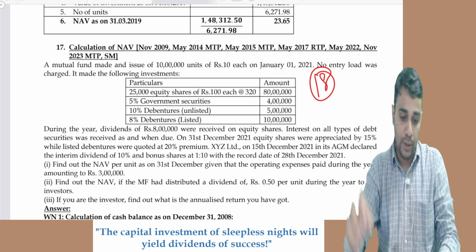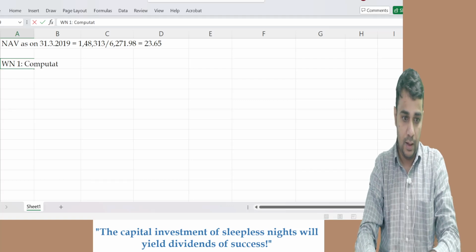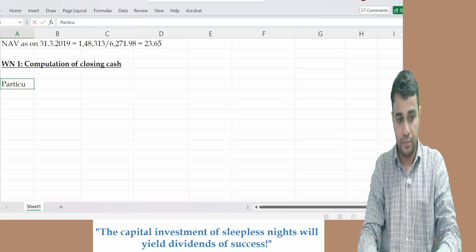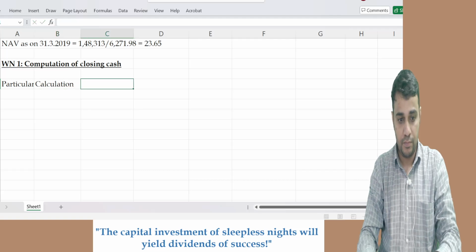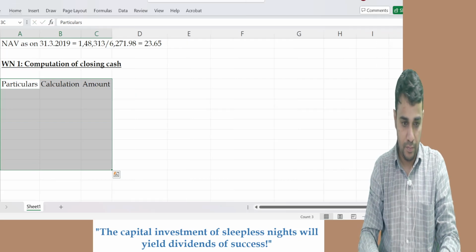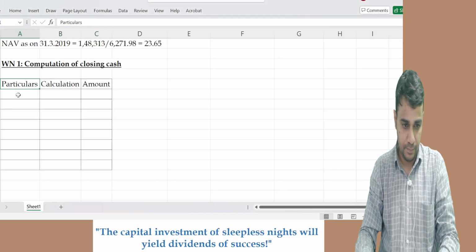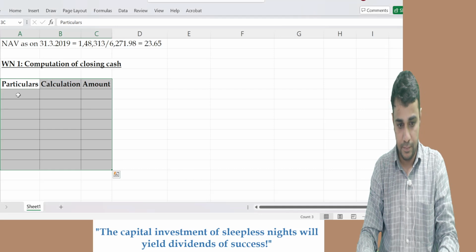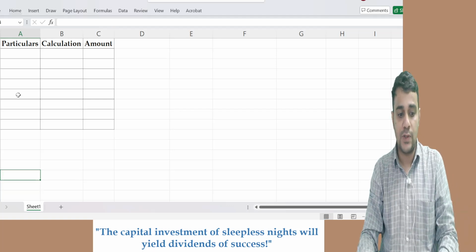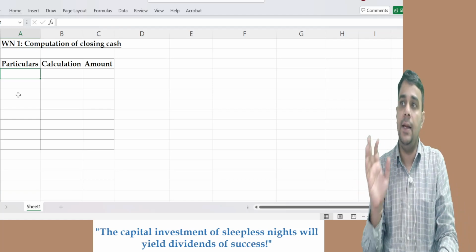Working note 1, computation of closing cash. From the first line, we will keep reading and then keep writing them.